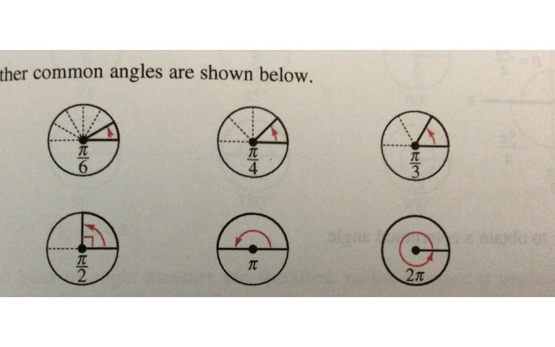Pi over 2. So think about this. Pi over 4. This is 2 pi over 4. 3 pi over 4. 4 pi over 4. 5 pi over 4. 6 pi over 4. 7 pi over 4. And 8 pi over 4. And when I reduce all these things, this is still 2 pi. This is still pi. This is still 3 pi over 2. It's the same rotation as it was before. It's just now been cut in half.